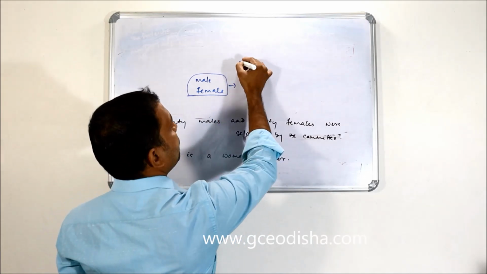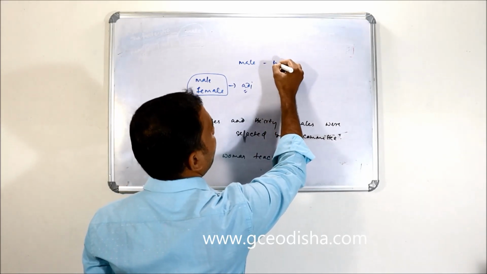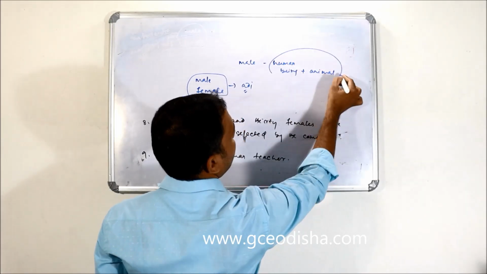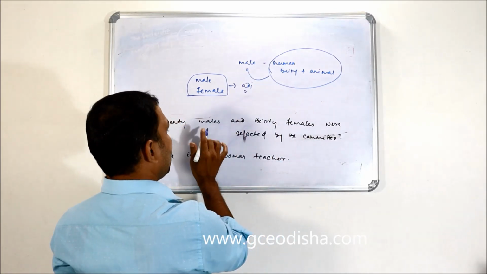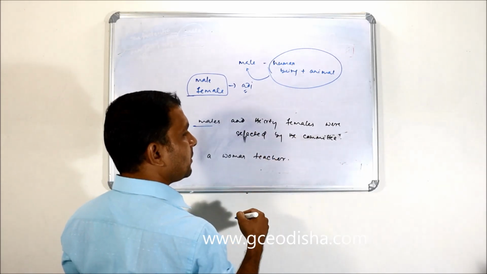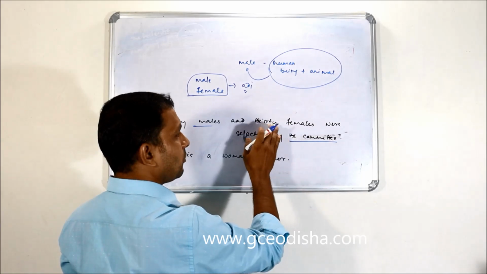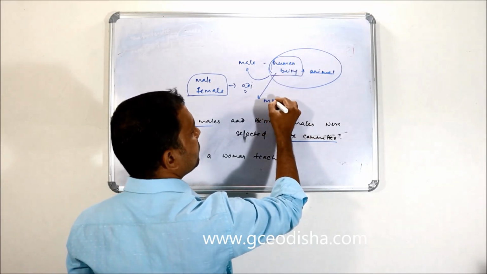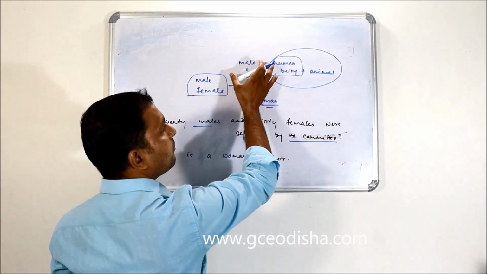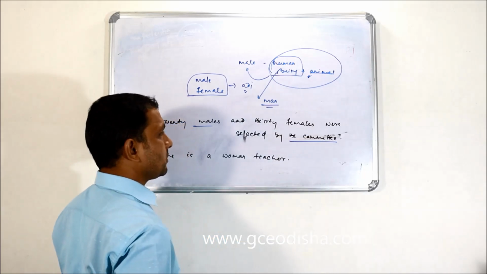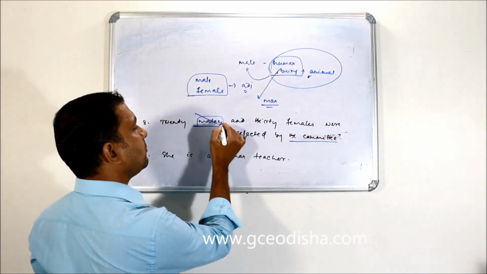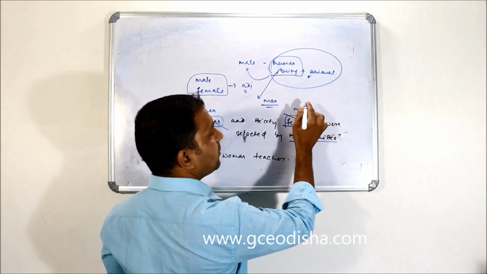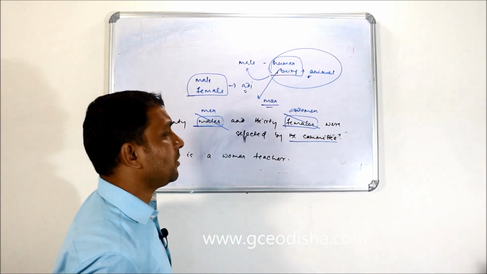Right? So if we say male, it means all human beings plus animals. So when we say 20 males or 30 females were selected by the committee, that means the committee selected only men, only human beings, not animals. So for human beings we use man, not male. Male indicates human beings as well as animals. So instead of writing males here, we should write 20 men and 30 women were selected by the committee. It is not females.